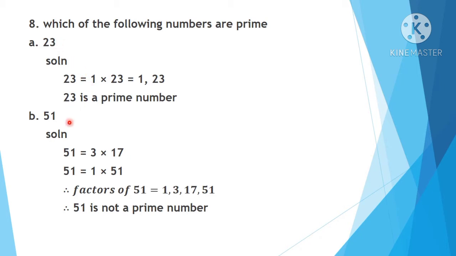51. Then you have 3 and 17, one set of factors, 3 and 17. Next one, 51: 1 into 51, 1 and the number itself. So here, how many factors does 51 have? 1, 3, 17, 51. So it has more than 2 factors. So it is not a prime number.